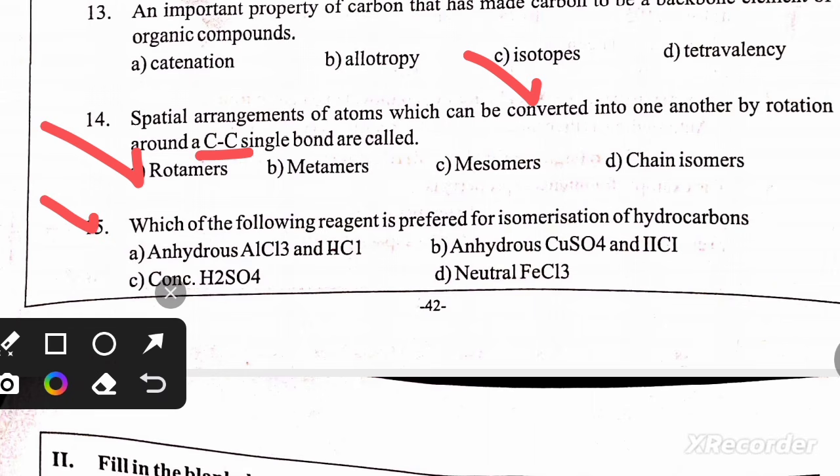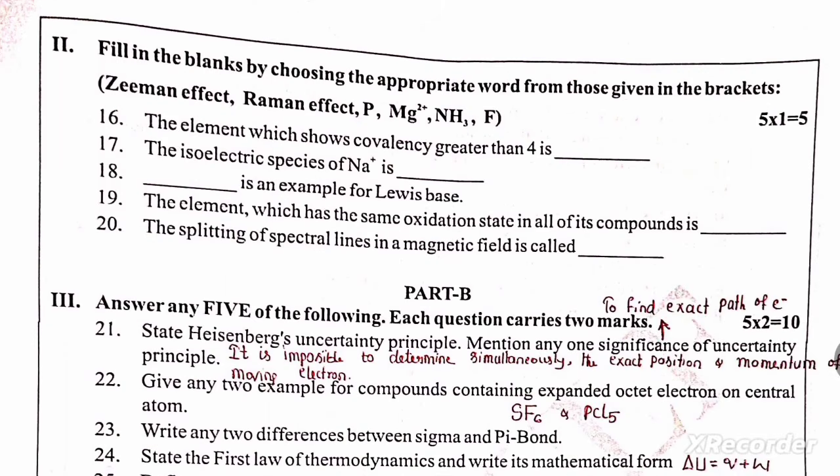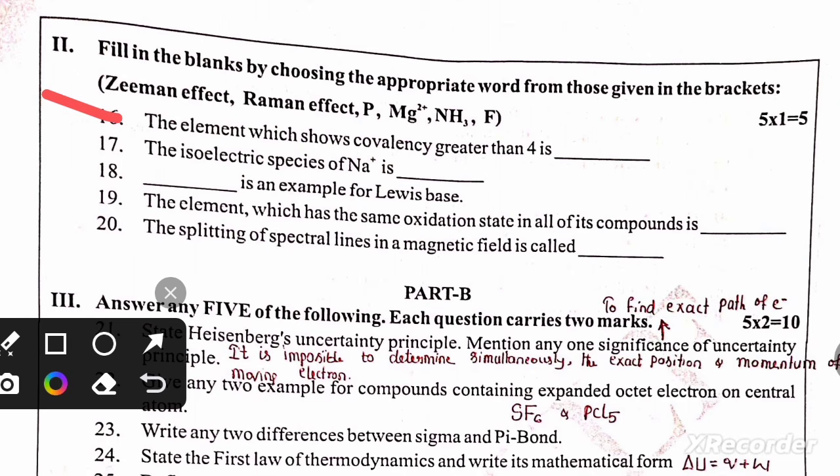Which of the following reagents is preferred for isomerization of hydrocarbon? It is anhydrous aluminum chloride and HCl, the right answer for this question. Fill in the blank, 16th question: the element which shows covalency greater than 4 is phosphorus. The 17th question, the isoelectronic species of sodium ion is magnesium ion.